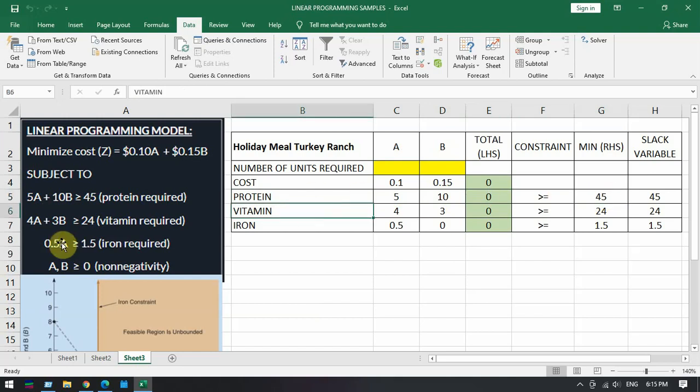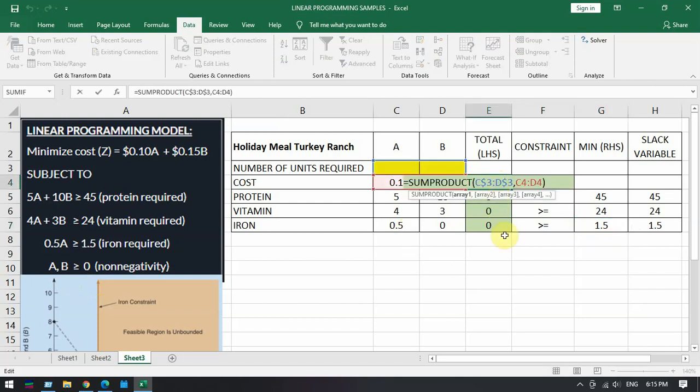And then vitamin is 4A plus 3B. The answer to that should be greater than or equal to 24. And then our iron constraint is 0.5 of A and 0 of B, and that should be greater than or equal to 1.5. Okay, and of course we have a non-negativity constraint where A and B should be greater than or equal to 0. All right, so let's start now.